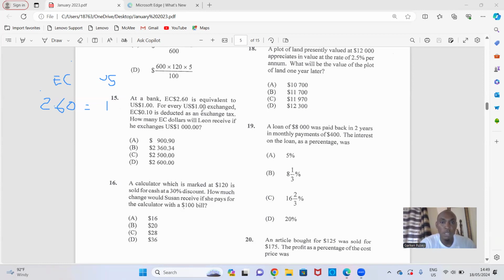It says for every 1 US dollar exchange, EC 10 cents is deducted as an exchange tax. So that must happen. It says how many EC dollars will Leon receive if he exchanges US $1,000? The first thing we can do is convert the 1,000 US to EC. So I'm going to put 1,000 right here. We know we're going to be multiplying by the $2.60. So this is the unitary method. $2.60 equal to 1 US, so 1,000 US equal to how many EC? We're going to find how many EC first.